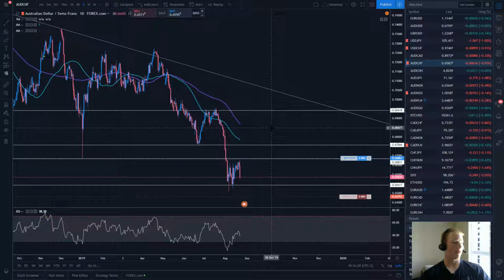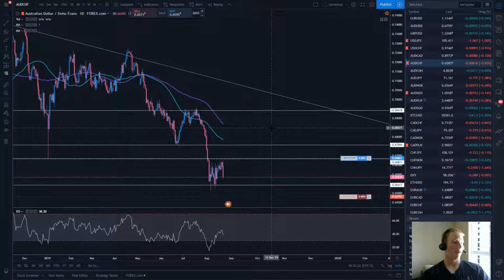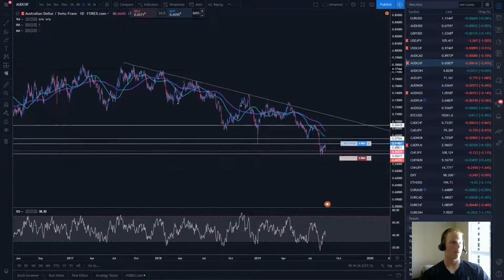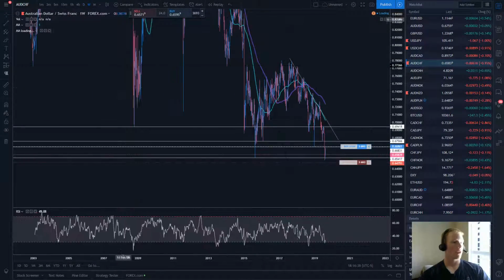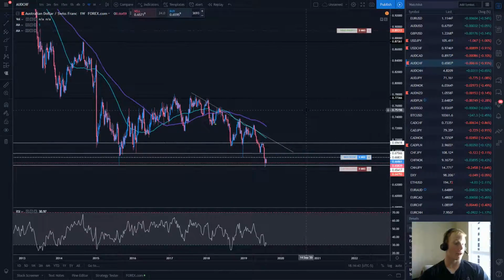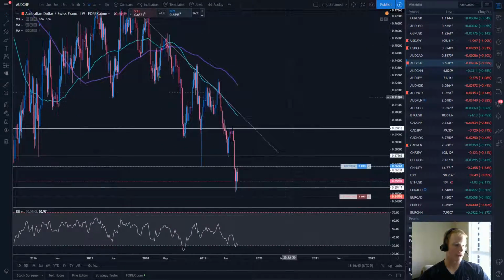What the hell happened here? Australian dollar, Swiss franc. How come it shows a buy and a stop? Oh, I'm dumb. Right, I took this setup on the weekly. I'm not in it yet. It's still sitting here, my order to get in.